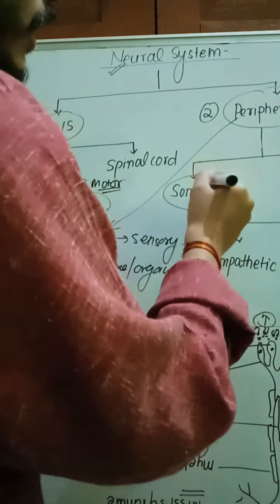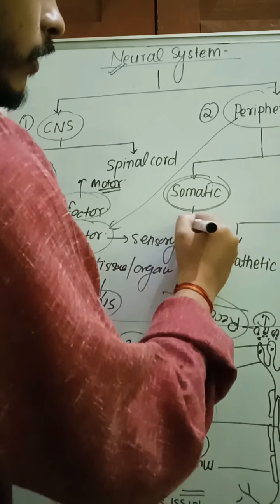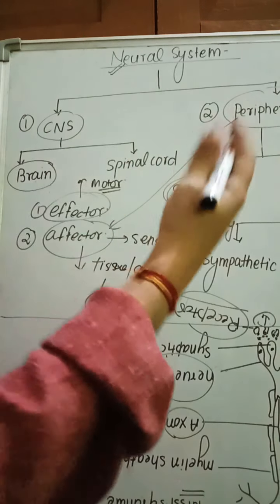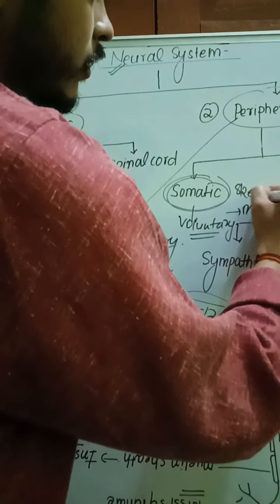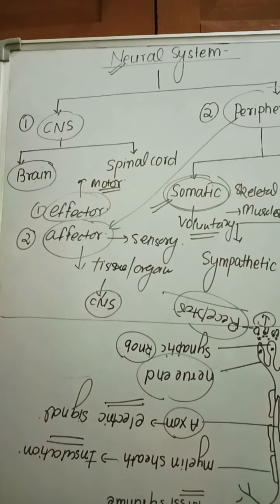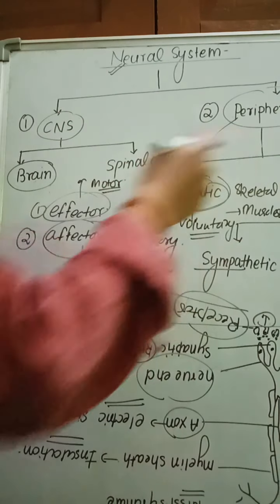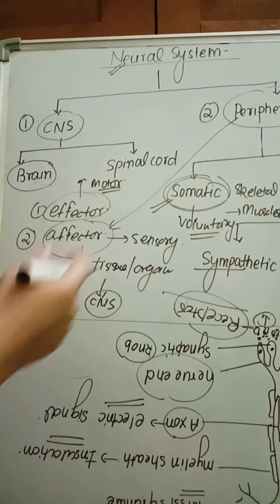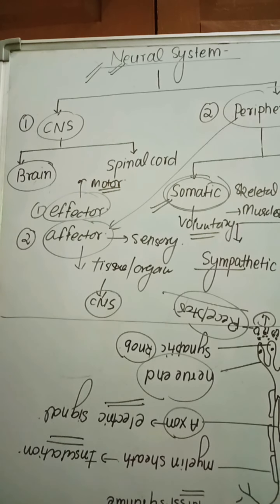The peripheral system is divided into the somatic and autonomic nervous systems. The somatic nervous system's function is voluntary, and it transfers the impulses from the central nervous system to muscles. Where? Skeletal muscles. Very important point. The autonomic nervous system is divided into the sympathetic and parasympathetic. It plays an important role in involuntary functions and controls the smooth muscles. That is the function of the peripheral nervous system. So that is the neural system of the human. See the video and make proper notes.